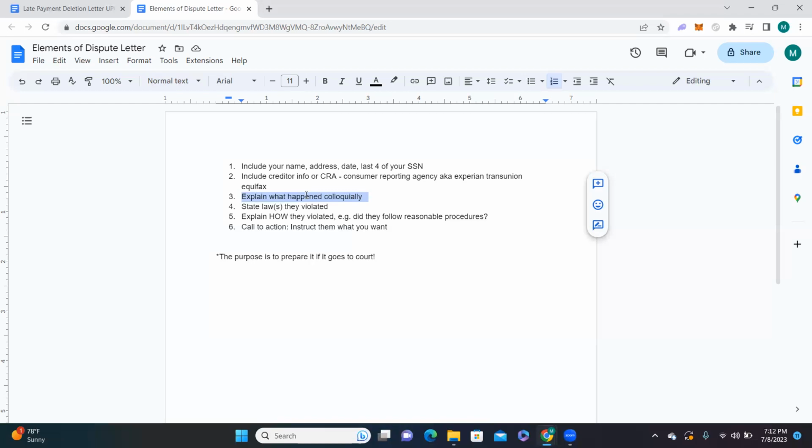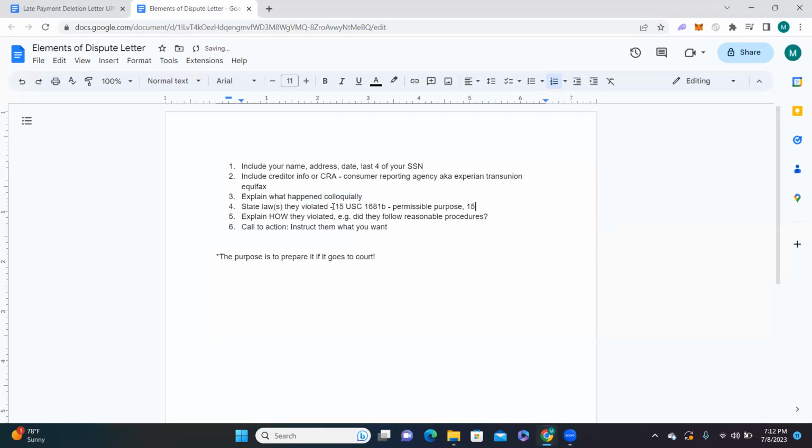Then we get into stating the laws that they violated. So I just gave you one. I just gave y'all one. 15 USC 1681b, right? That's a permissible purpose law, right? So that's one violation.